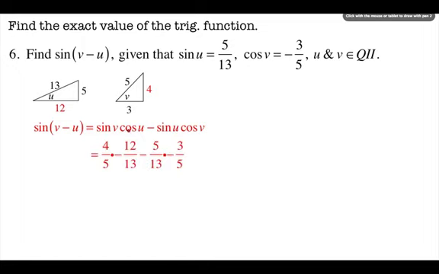4/5 times, again, negative. This is just minus, bring it down. Sine of u, positive 5/13. Refer to your right triangles here. Cosine of v, you know it's negative because we're in the second quadrant. Simplify, and this is what you get. This is your final answer for number 6.